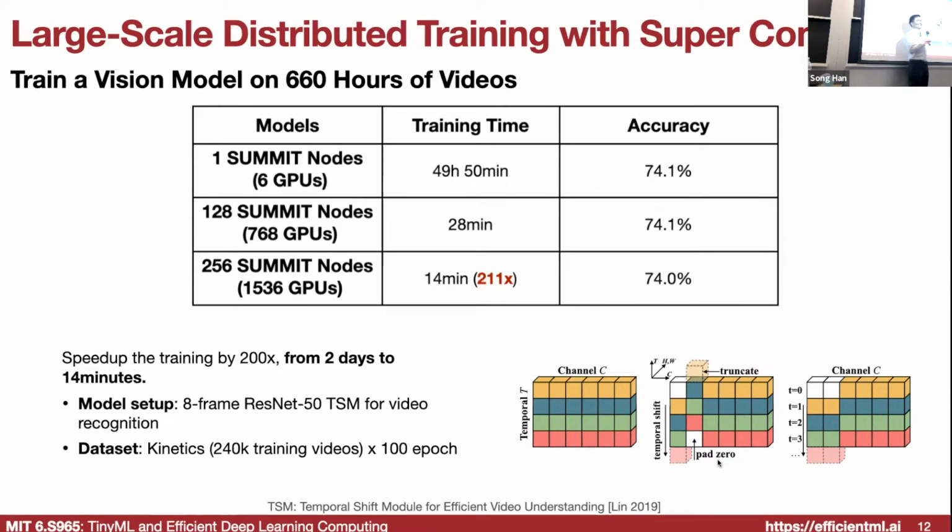This is the accuracy for action recognition, recognizing what you are doing. With 128 Summit nodes, so that's more than 700 GPUs, we can reduce the training time to only 28 minutes, with similar accuracy. But when we scale it to 1,536 nodes, we can reduce the time to only 14 minutes, with almost no degradation in accuracy.